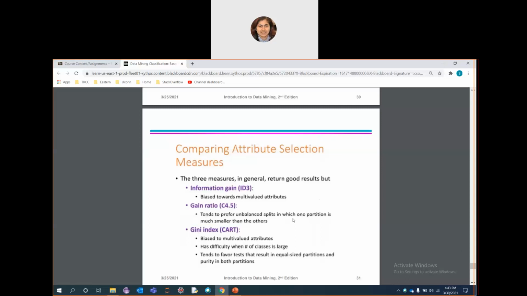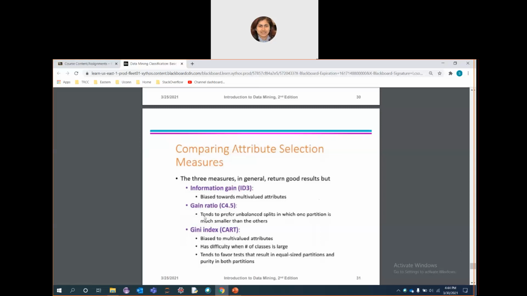But based on certain conclusions, sometimes your inference, whatever you would like to find out, your accuracy may differ. So information gain, for the ID3 algorithm, is biased towards the multi-valued attributes. Actually, for multi-valued attributes, it will give you more accuracy in terms of other attributes such as continuous or nominal.